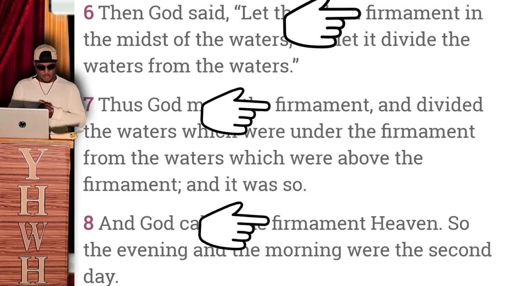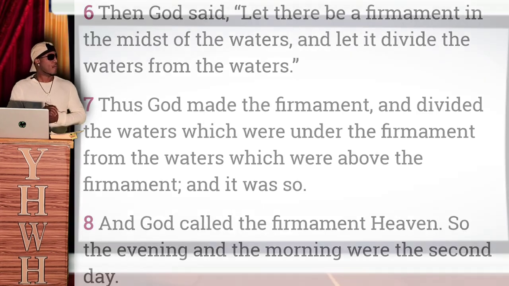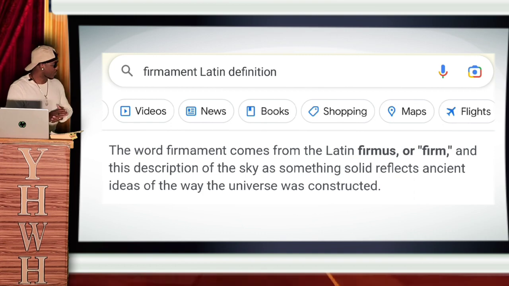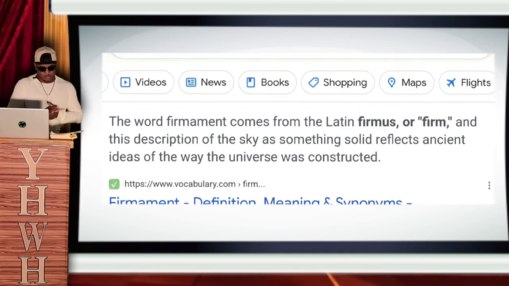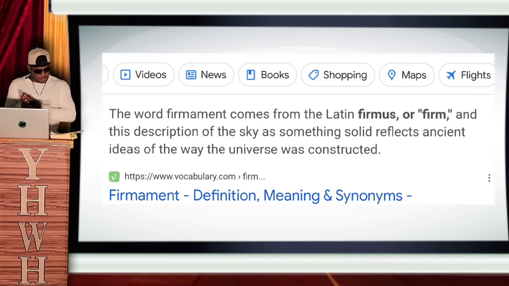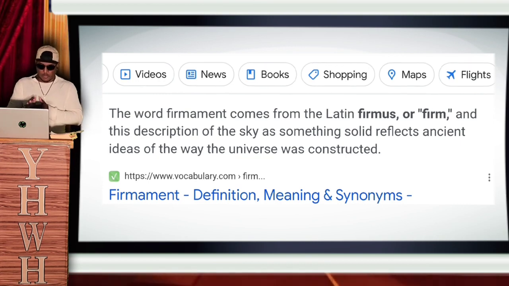Firmament. What does that mean? Firmament, Latin definition. According to vocabulary.com, the word firmament comes from the Latin firmus, or firm, and this description of the sky as something solid reflects ancient ideas of the way the universe was constructed.